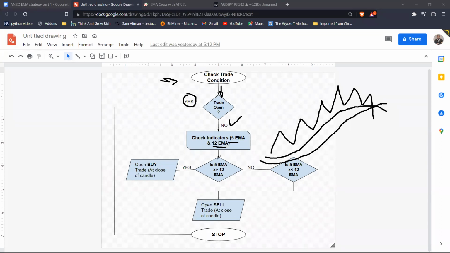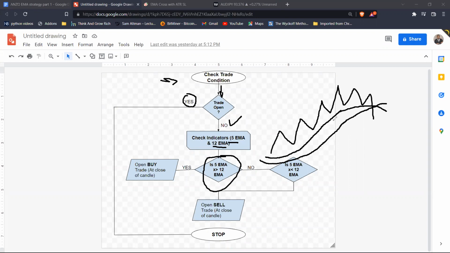Well, it will look at, is the 5-period moving average crossing above? So I don't know if you can see this properly, but if you look in here, you will be able to see what I'm trying to say. So it's going to make another check. Okay, so when it's a check for the 5-period moving average and the 12-period moving average, what it will do is it will ask itself, is the 5-period moving average crossing above the 12-period moving average?